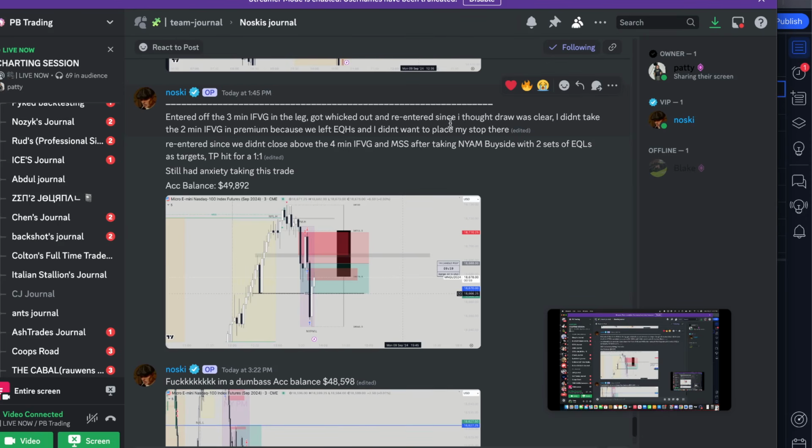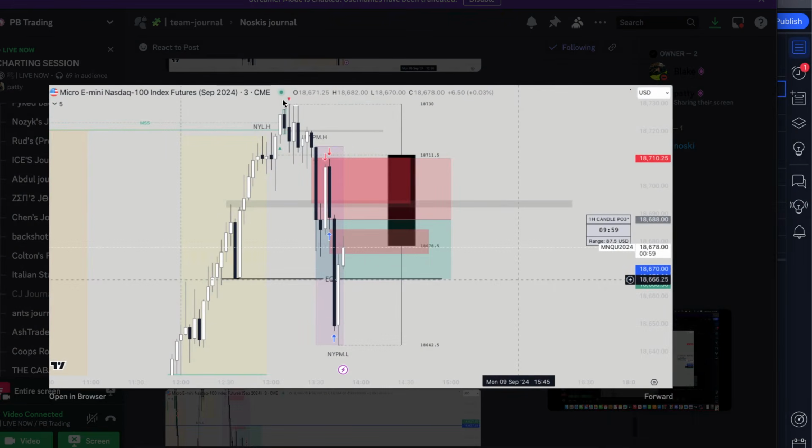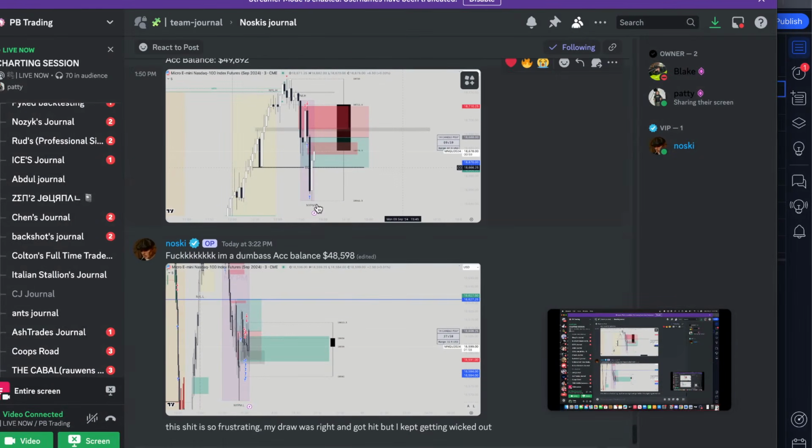Got wicked down and re-entered since I thought the draw was clear. I didn't take the 2-minute IFEG in premium because we left equal highs and they don't want to place a stop there. Re-entered since we didn't close above the 4-minute IFEG and market structure shifted after taking out the near AM buy side, with 2 sets of equal lows as targets. TP hit for 1-1. Still had anxiety for this trade. Yeah, so this is the 120 trade people were talking about that I looked at.